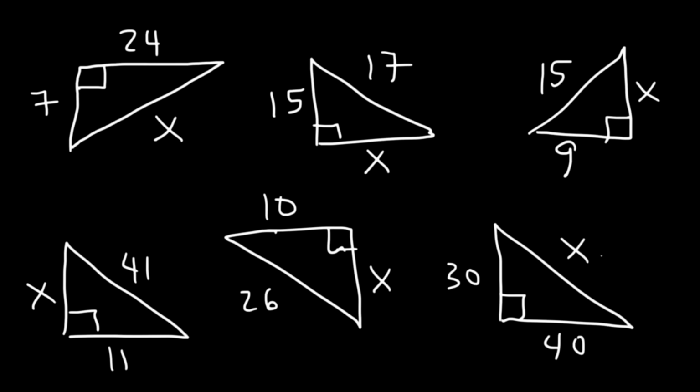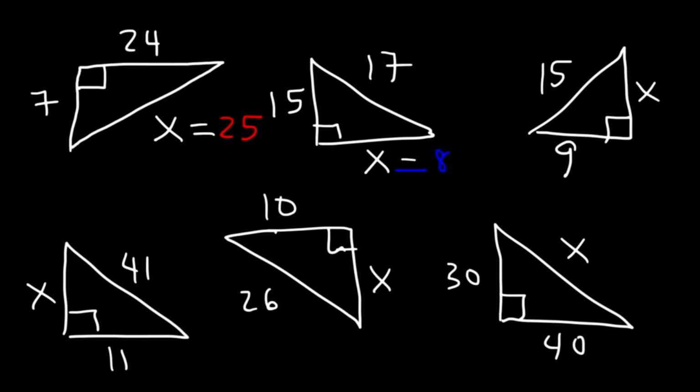Okay, so let's start with the first one. The first one is associated with the 7, 24, 25 triangle. Therefore, x is 25. Now for the second one, it's associated with the 8, 15, 17 triangle. We have 15 and 17, so the missing side has to be 8.